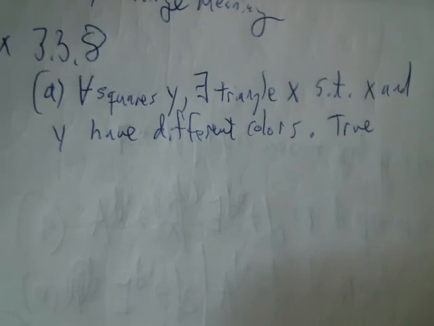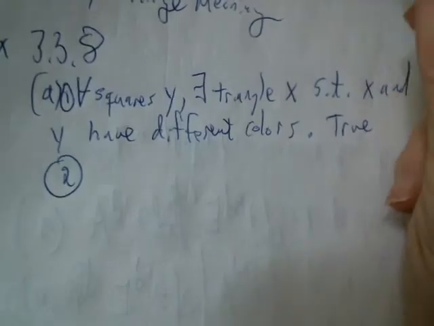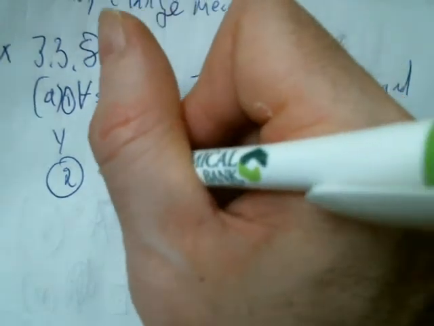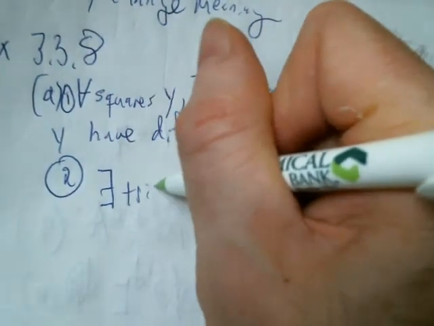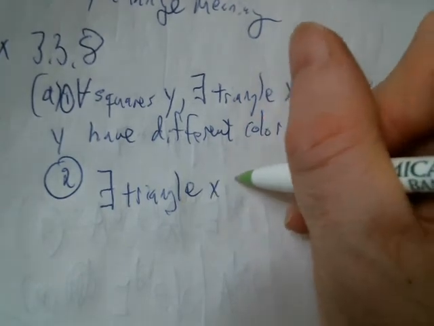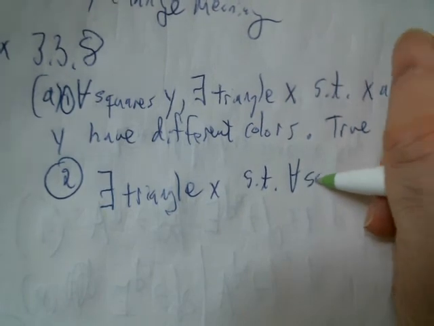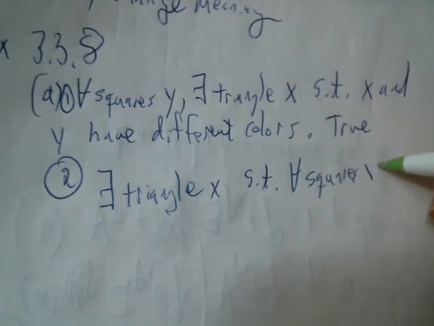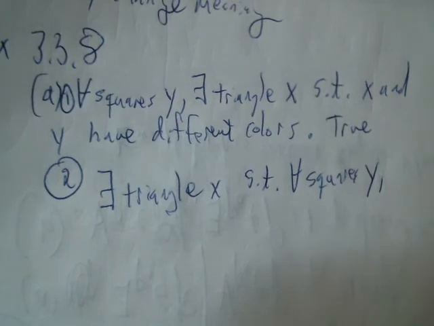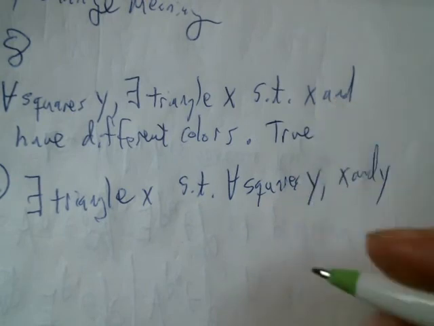Okay, part B, I believe all they do is interchange the quantifiers. So this is like statement 1, and then they have statement 2. So part B, there exists a triangle x such that for all squares y, x and y have the same color.